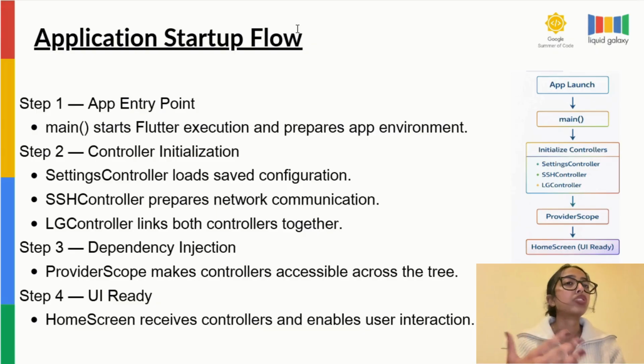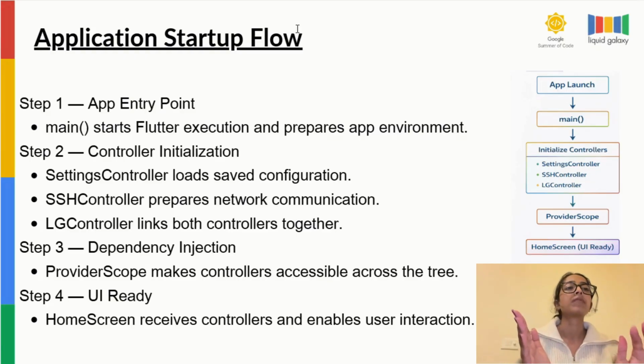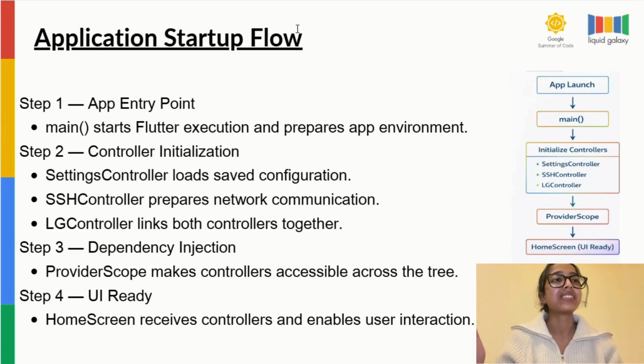And moving to the provider scope, provider scope is used for dependency injection. Dependency injection sounds like a huge word, right? What this means is that all these controllers become accessible across the tree without manually passing objects around. This keeps the code clean and avoids tight coupling between UI and backend logic. And finally, the home screen is rendered, and at this point the UI becomes active and user interaction can begin.